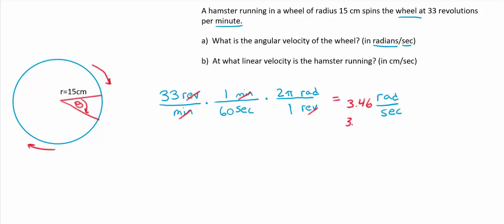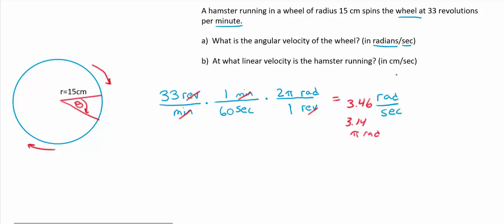3.46 is close to 3.14, which is pi. And if you remember that pi radians is halfway around the circle, it's going a little more than halfway around the circle. He's making the wheel turn a little more than half of a revolution every second. The problem did not specify how I'm to round. So in this video I rounded to 2 decimal places, but you may need more.